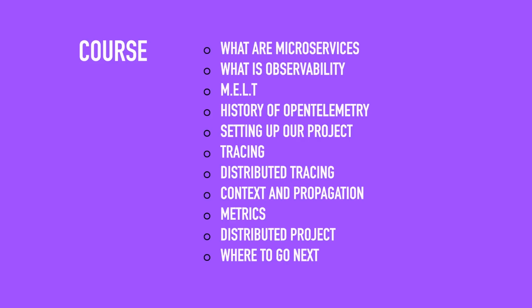Before we get started though, I just want to go into a little bit of what we're going to learn on this course. So let's break it down. Okay, so in this course, first we're going to look at what are microservices, followed by what is observability, then we're going to look at M.E.L.T, followed by the history of OpenTelemetry, then we're going to actually start by setting up our project. We are then going to talk about tracing, distributed tracing, and context and propagation before adding tracing into our project. We will then move on to looking at metrics before finally ending on our distributed project. I will end this course with where to go next.